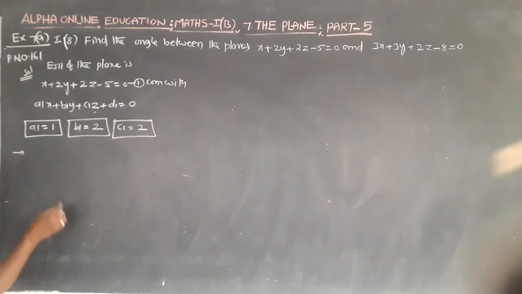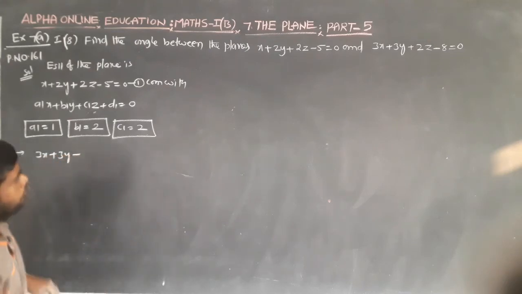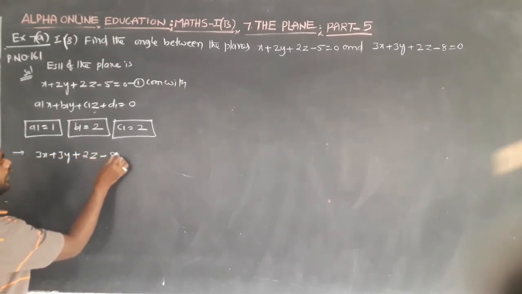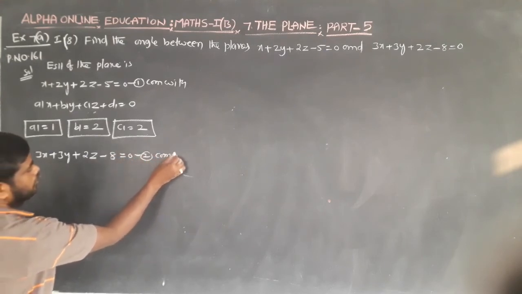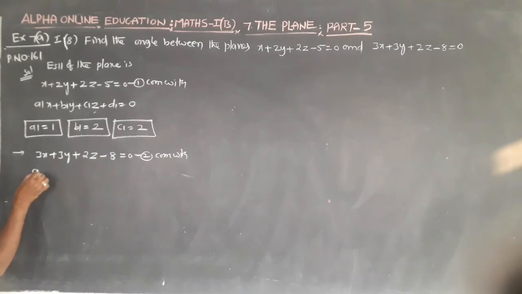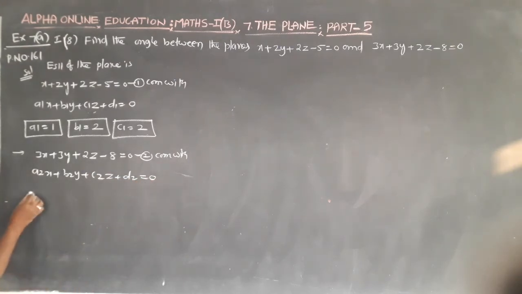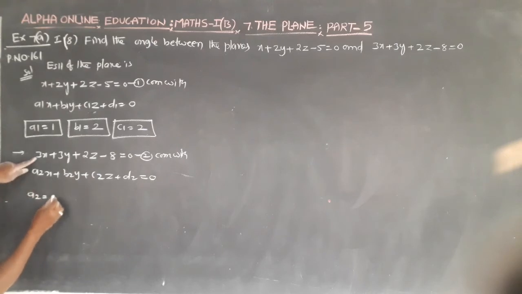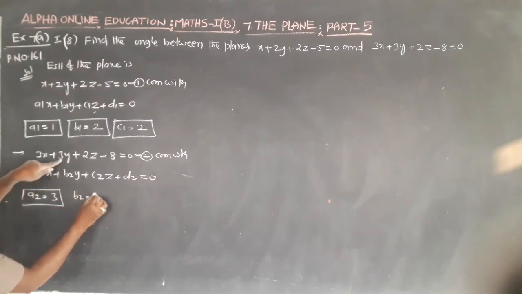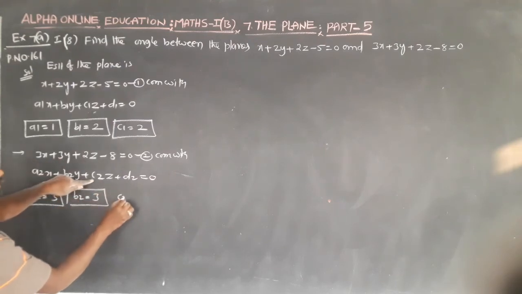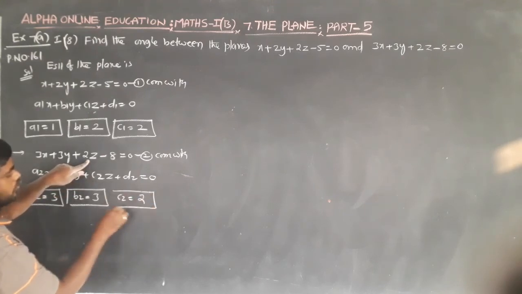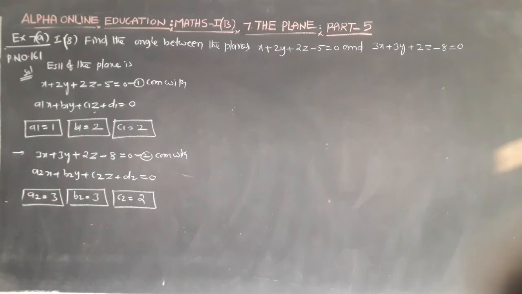Next one, second plane, 3x plus 3y plus 2z minus 8 is equal to 0. Comparing with second plane, a2x plus b2y plus c2z plus d2 is equal to 0. Here x coefficient a2 is equal to 3, y coefficient b2 is equal to 3, z coefficient c2 is equal to 2.